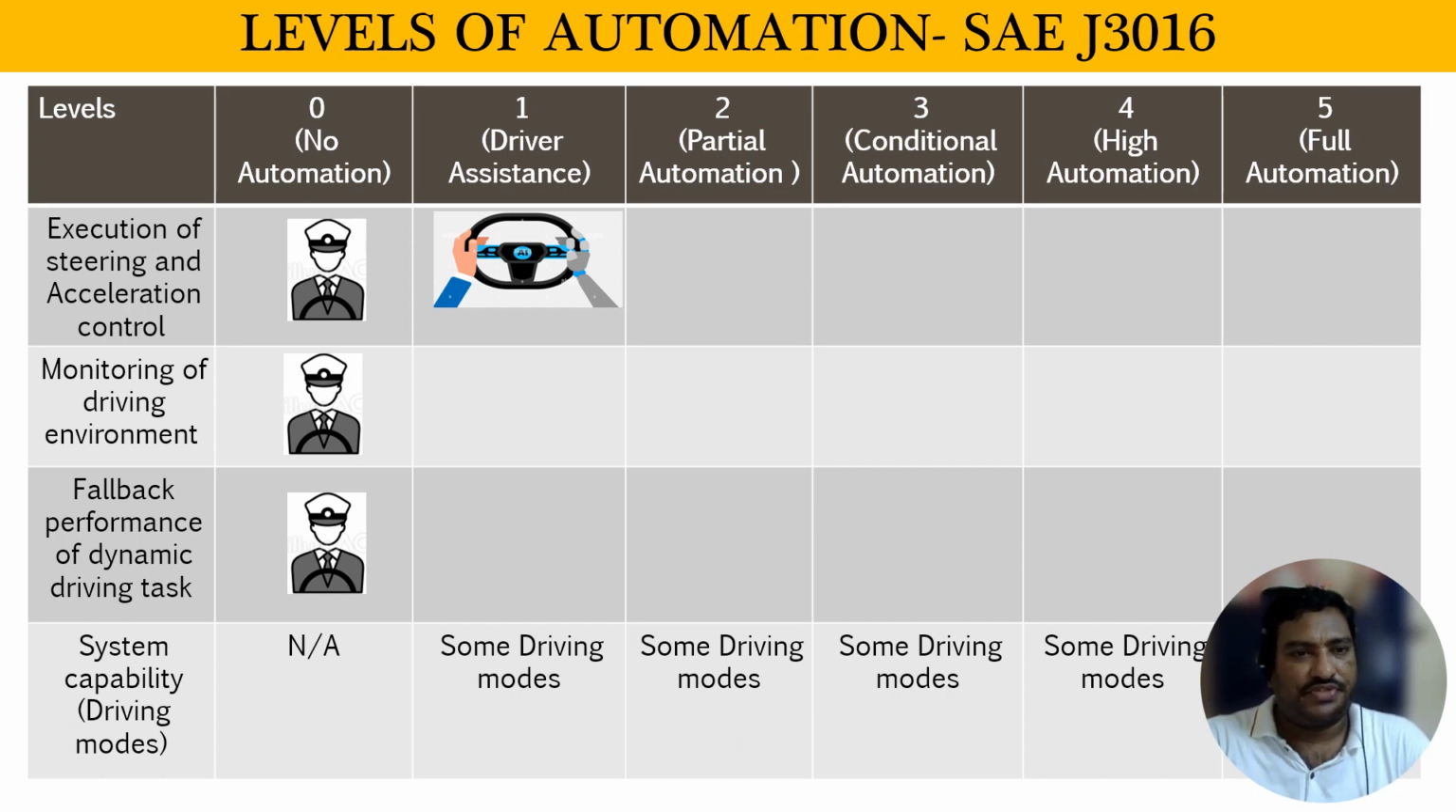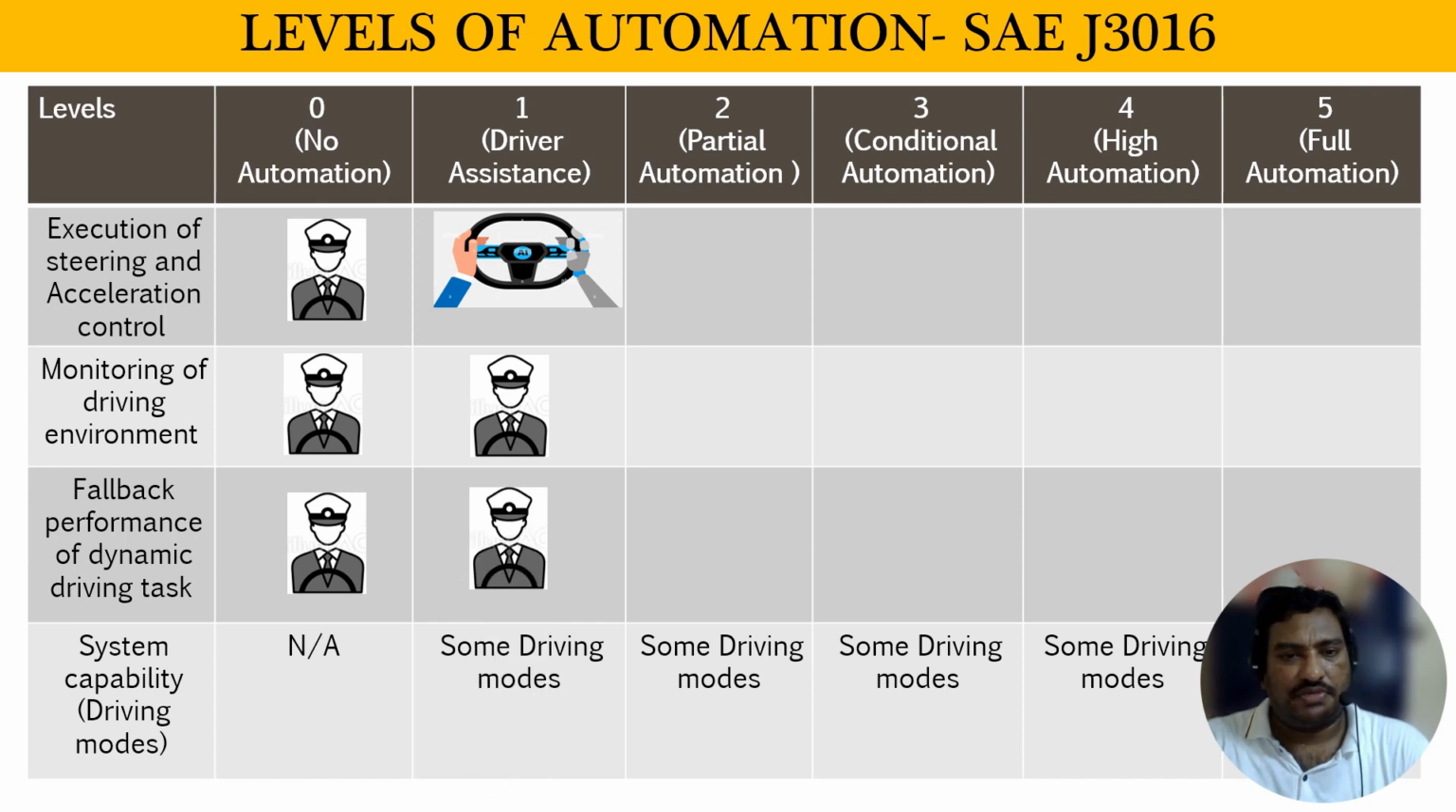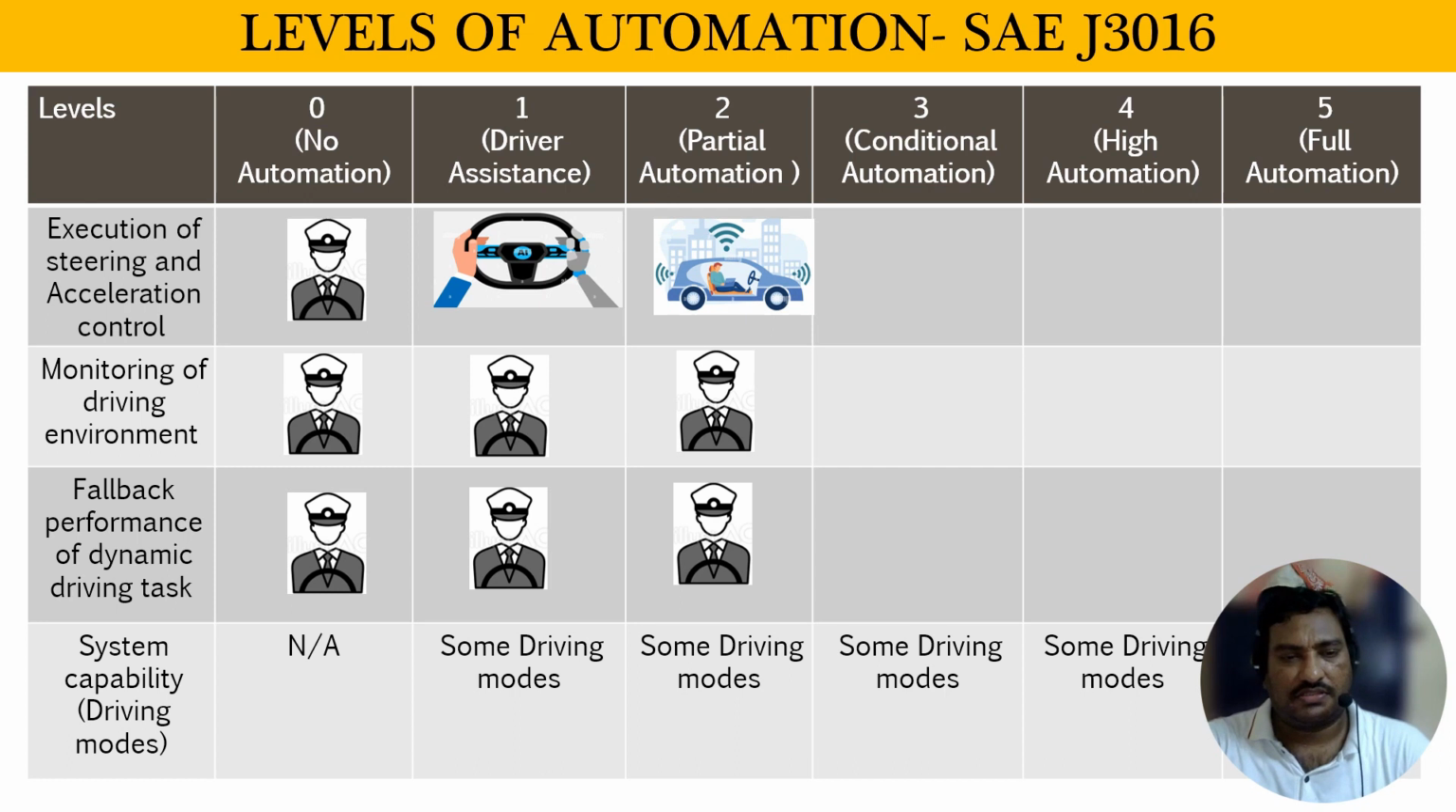Let's go to level 1 automation. The execution of steering and acceleration can be done by both human as well as the system. Monitoring of the environment is done by the human itself, and fallback performance is also done by the human. Some of the driving modes are controlled by the system. Let's go to partial automation, level 2. The steering and acceleration are controlled by the autonomous vehicle system. Environmental monitoring and dynamic tasks are done by the human, and some of the driving modes are done by the system.